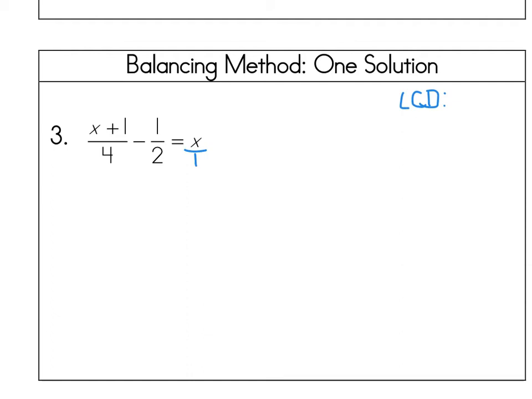And that would be 4. Some of you might have said 8, and that actually is fine. Any denominator that every single number can divide into will be okay. We like to find the least one because it makes it a little bit simpler for us. So what I'm going to do here is multiply everything on the left side by the least common denominator and everything on the right side by the least common denominator.